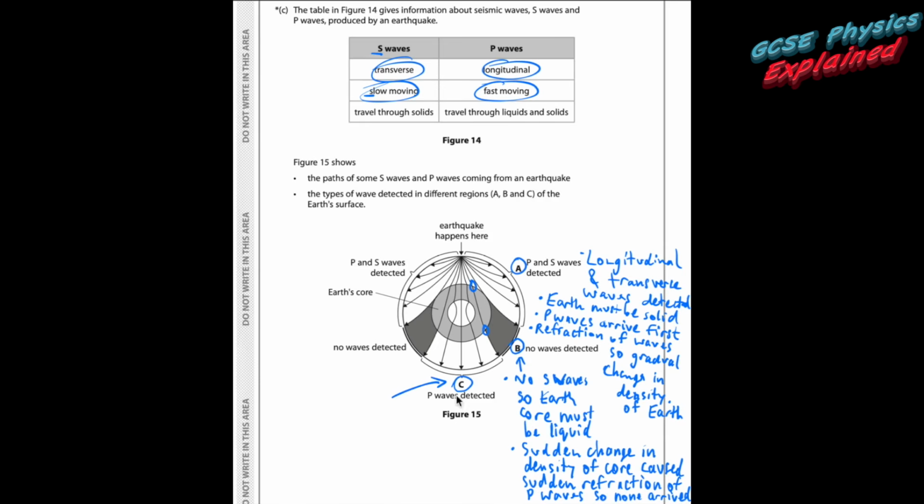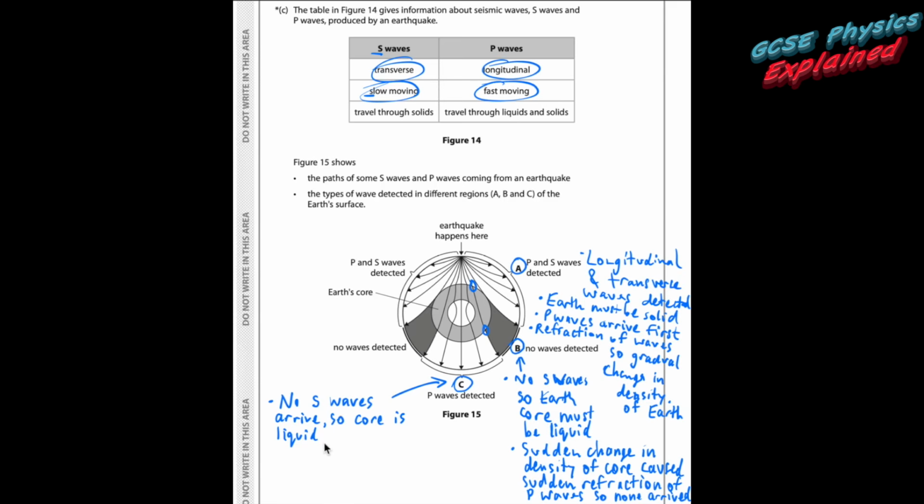And section C, P waves have been detected, but not S. So once again, that would suggest that the Earth's core is liquid and the S waves can't get through. No S waves arrive, so the core is liquid. Now that is enough information, or enough answers, to get you 6 marks.